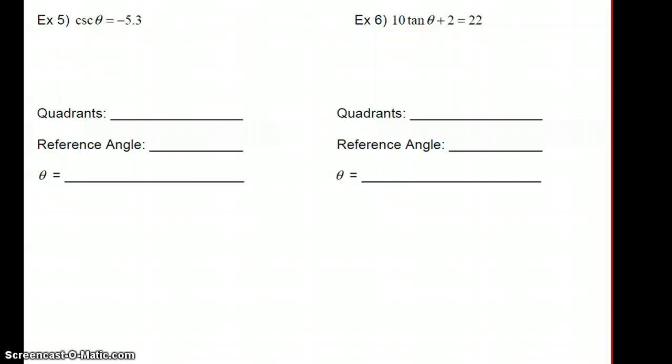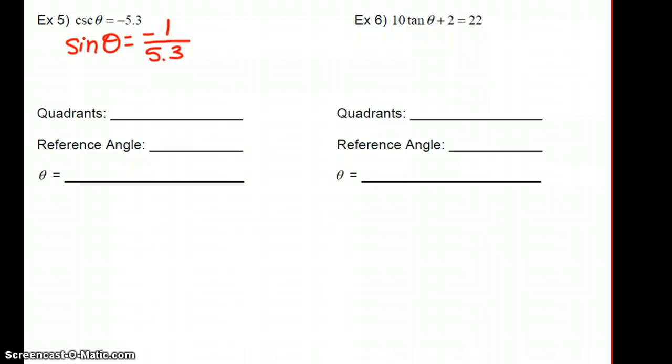Example 5 is slightly different. Now I have a cosecant equaling negative 5.3. Well, I don't have a cosecant or an inverse cosecant button on the calculator, so what we want to do is use reciprocals. If the cosecant of theta is negative 5.3, then the sine is the reciprocal of cosecant, so sine will give me negative 1/5.3.